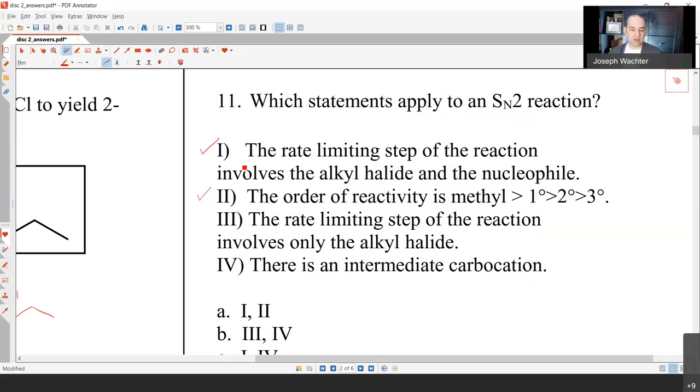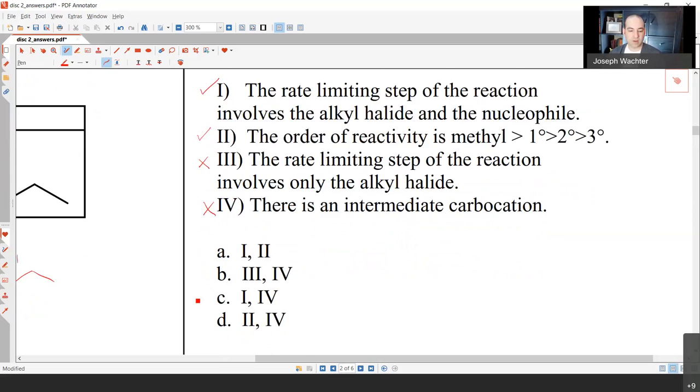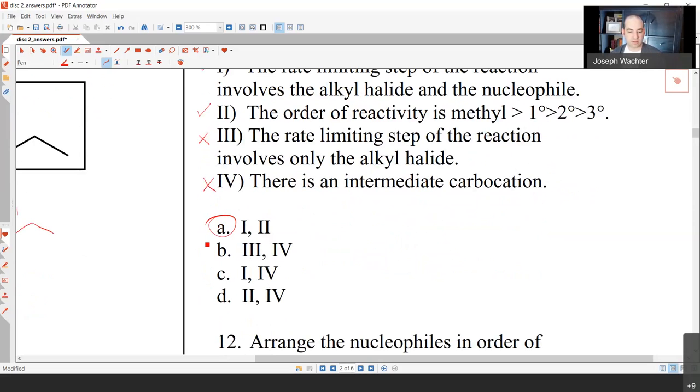Three is not true because the rate limiting step also includes the nucleophile. So one and three are basically opposite, so those can't both be true. And then four is not true. There is no intermediate carbocation in the SN2 reaction. So A is the best answer.